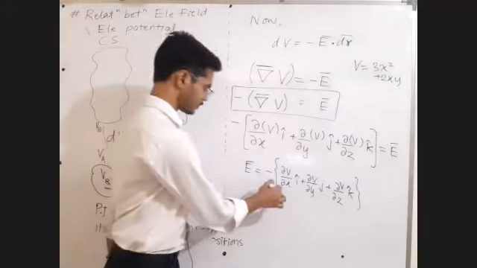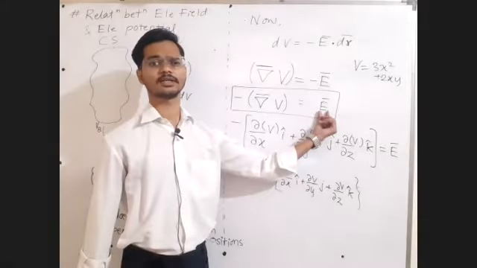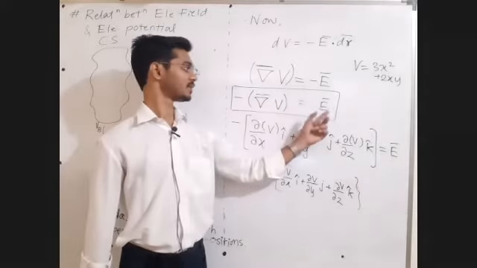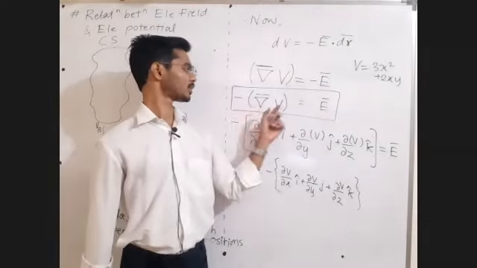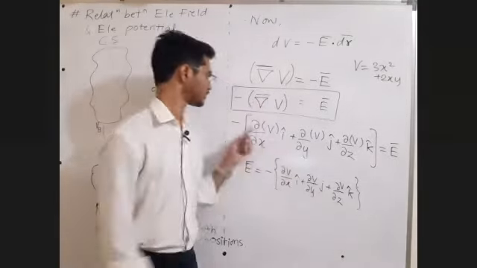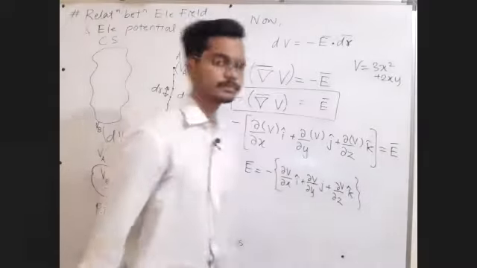We can remember this formula, why not? Everyone remembers this. Electric field at a given point is the negative potential gradient. How to find the gradient? This is the method. The minus sign continues as it is.